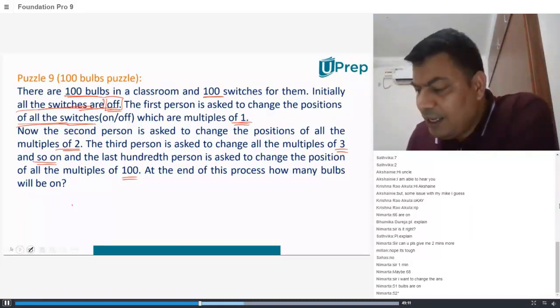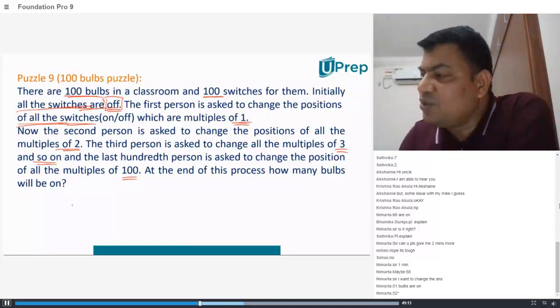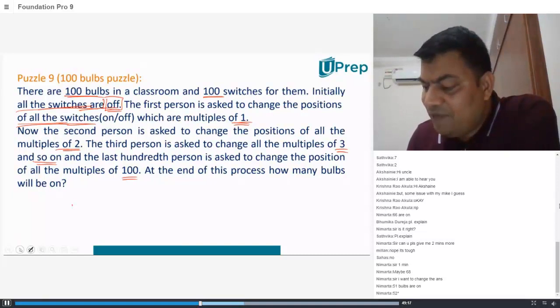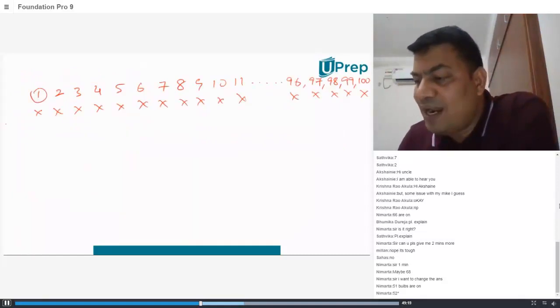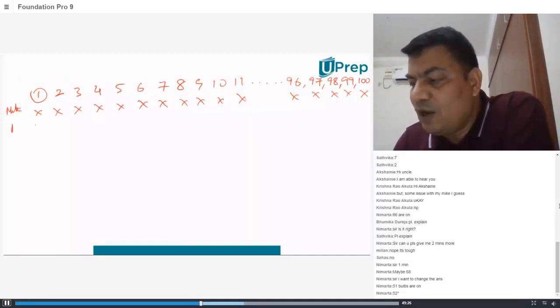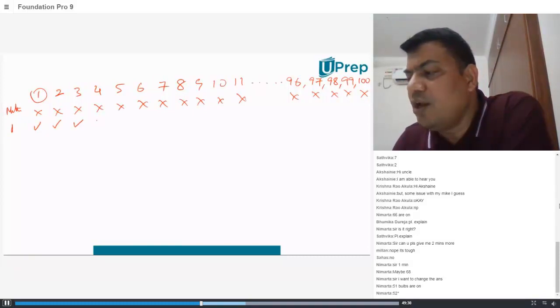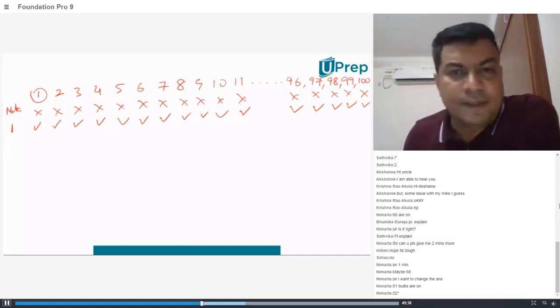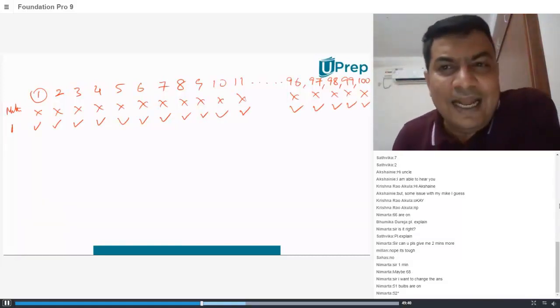So here, he's saying there are 100 bulbs in the classroom. Initially, all the switches are off. That means when someone is doing it for multiples of 1, they are going to switch on. That means the first guy is going to switch on all the bulbs. Please observe the pattern. Now, what will the second guy do?